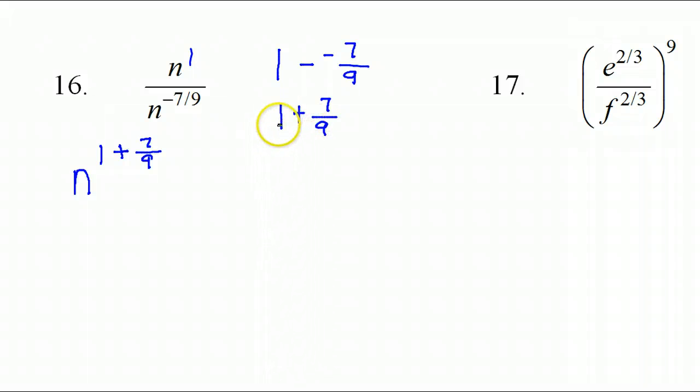Remember, I can change this 1 into anything over itself. So looking at that 9, I'm going to turn this 1 into 9 over 9, because that's the same as 1. So I have 9 over 9 plus 7 over 9. Okay, but that's 16 over 9.